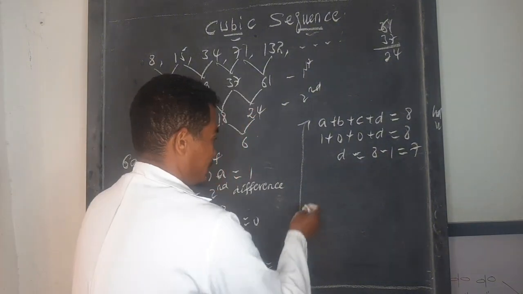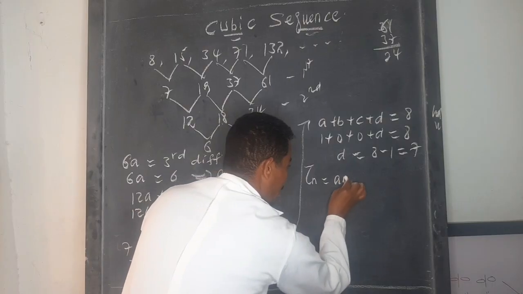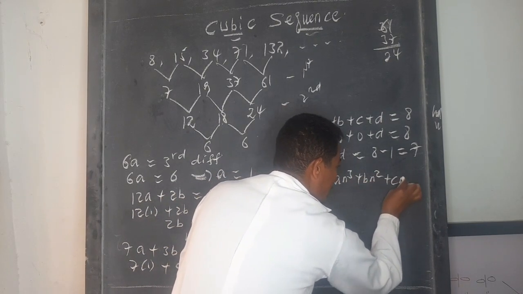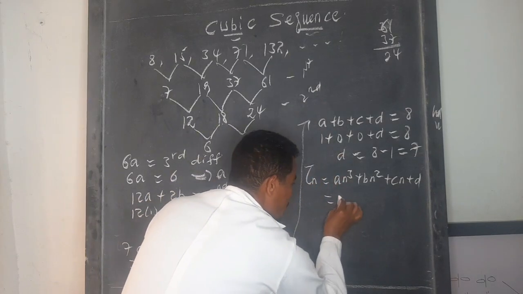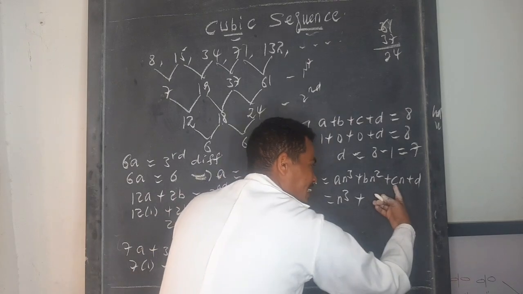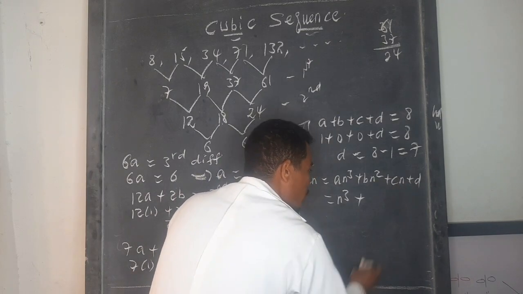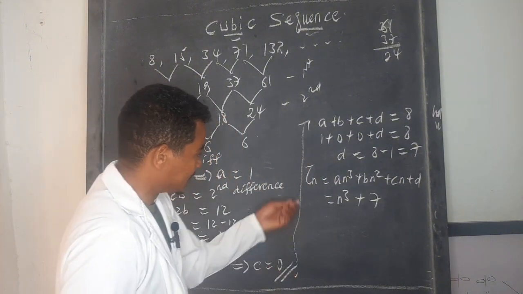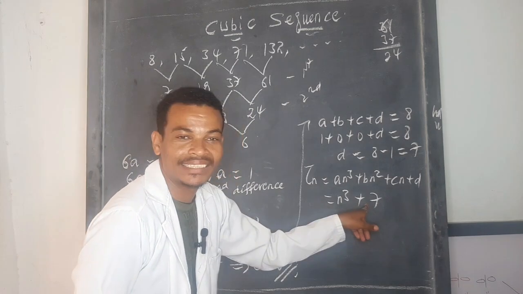The general form of a cubic sequence is Tn equals a n cubed plus bn squared plus cn plus d. The value of a is 1, so a times n cubed is n cubed, plus b is 0, 0 times n squared is 0, c is 0 so c times n is 0, plus d, which is 7. That means the general form of this cubic sequence is n cubed plus 7.